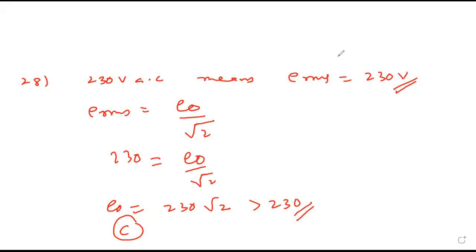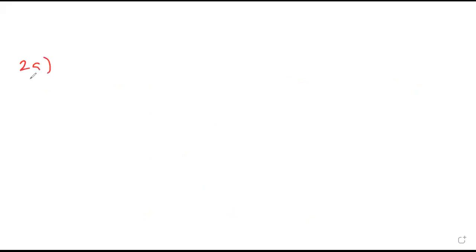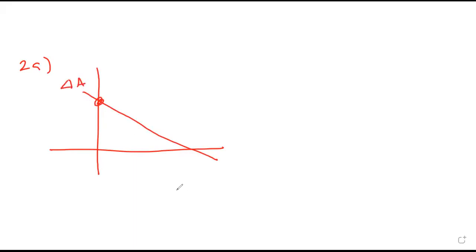29. In the graph, some magnetic flux is changed through a coil of resistance 10 ohm. As a result, an induced current is developed which varies with time as shown. Find the magnitude of change in flux through the coil in Weber. Current versus time graph is given. Current is 4 ampere when time is 0 and 0 when time is 0.1 seconds.